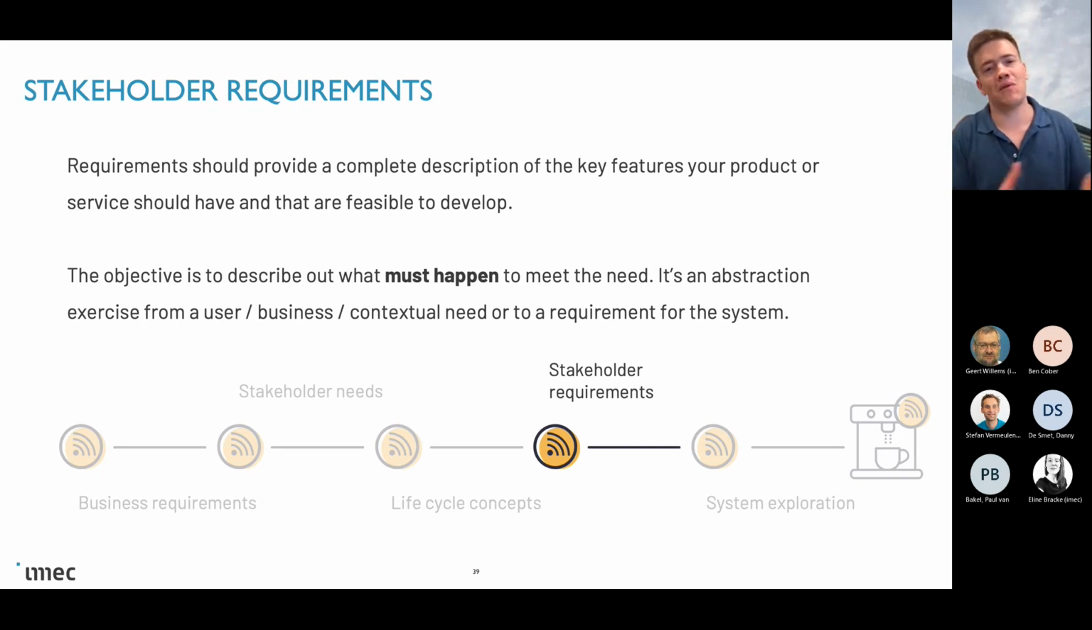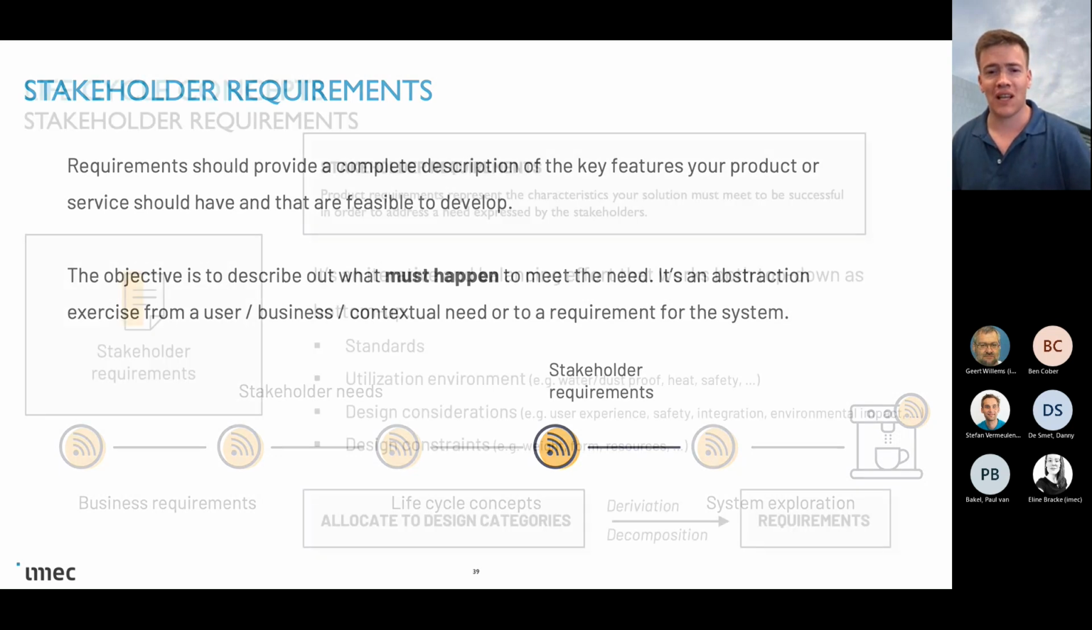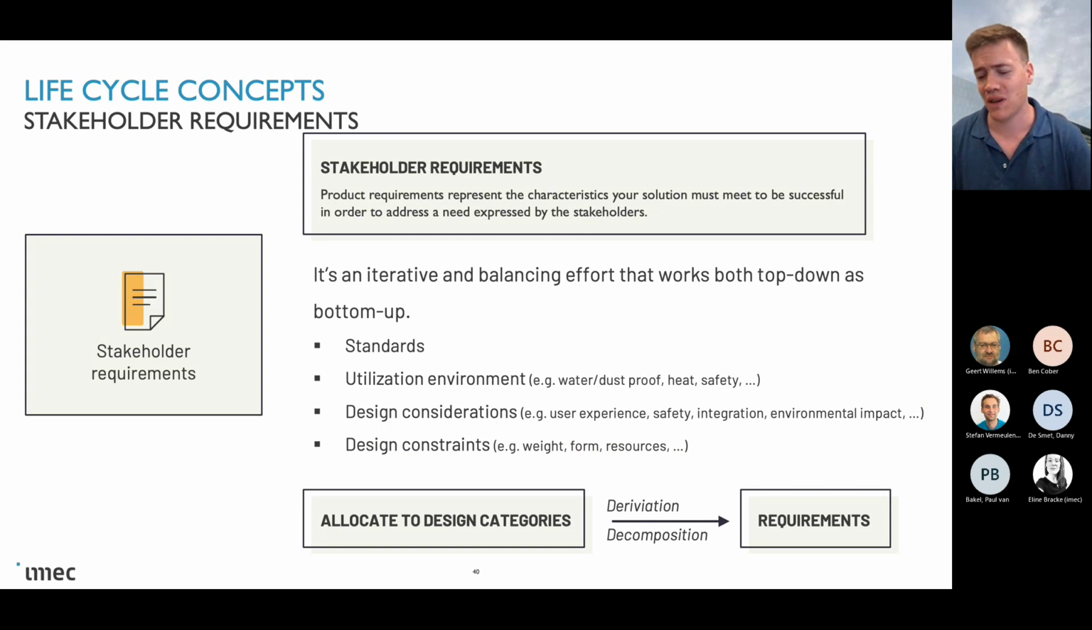As a last part, once you validate a lot of aspects, technology, stakeholder needs, then you evolve towards being able to create customer requirements, stakeholder requirements. So basically a complete description of these features that you have validated and how that product lifecycle concept looks. The objective is to describe what must happen to meet a stakeholder need, organizational needs. So it's an abstraction exercise. It's quite difficult. Like Geert already said, people are specifically hired to do this type of job, functional analysis, etc. So it's not so easy.